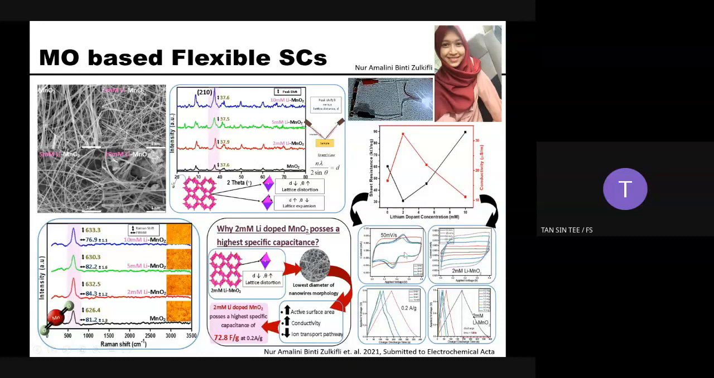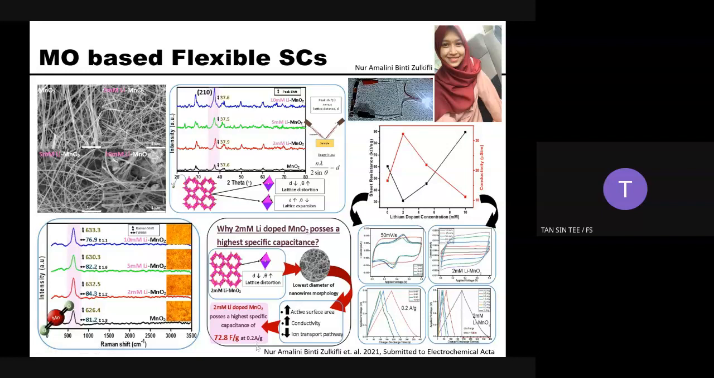Okay, so this part is the device performance of our flexible supercapacitor. The device performance proves that 2 millimolar lithium-doped MnO2 gives a better device. From the galvanostatic cyclic charge discharge, we observed that 0.2 gives a higher specific capacitance, with a record of 72.8 farad per gram at a very small current applied, which is 0.2 ampere per gram.